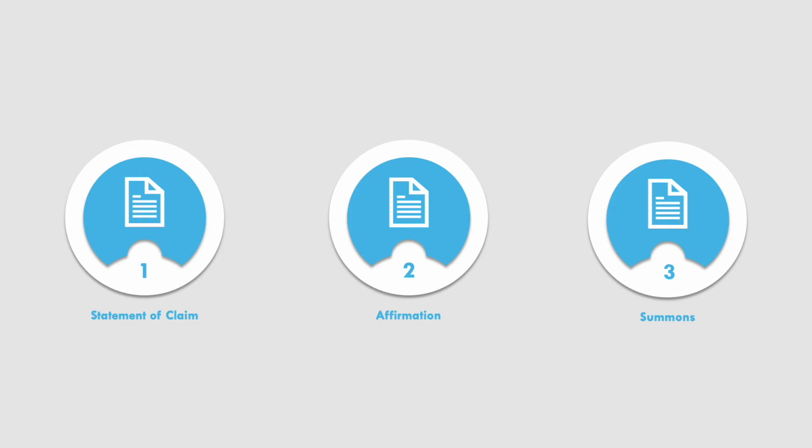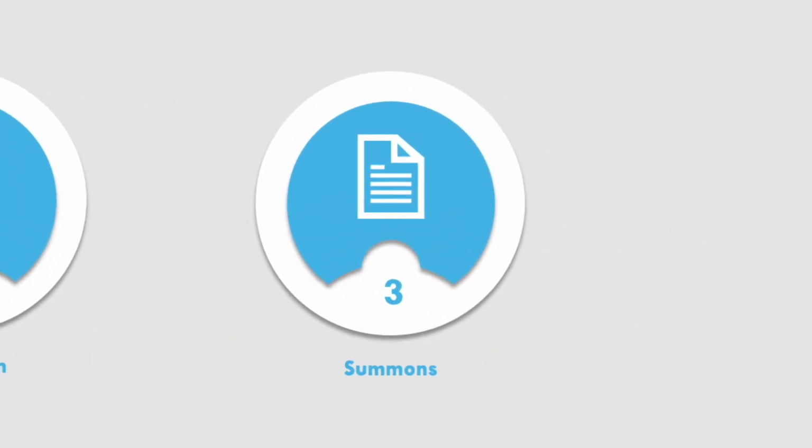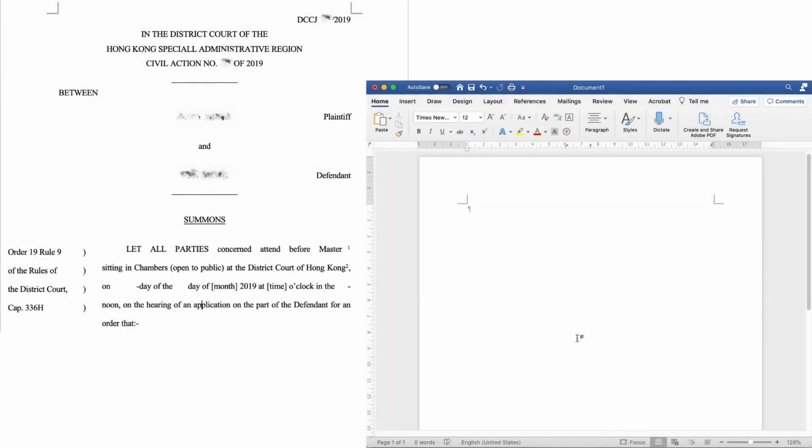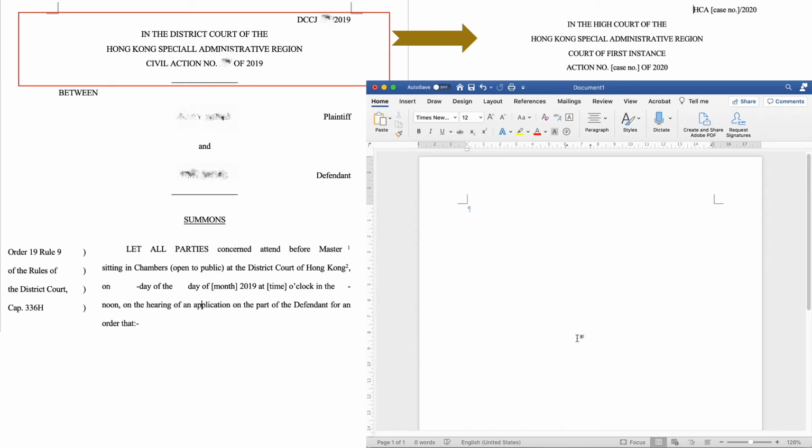Finally, we will move on to document number 3, summons. We have various kinds of summons. It is a mode of making application to court. In this example, I choose the Order 19 summons. We use the same method to create the header. In this section, I will focus on how to make the content in the yellow box. We can start typing the content as usual.